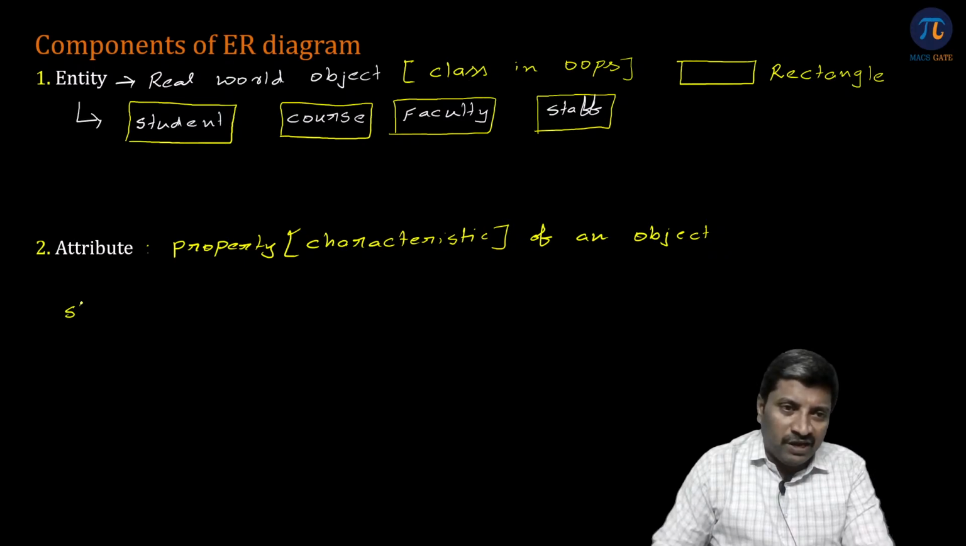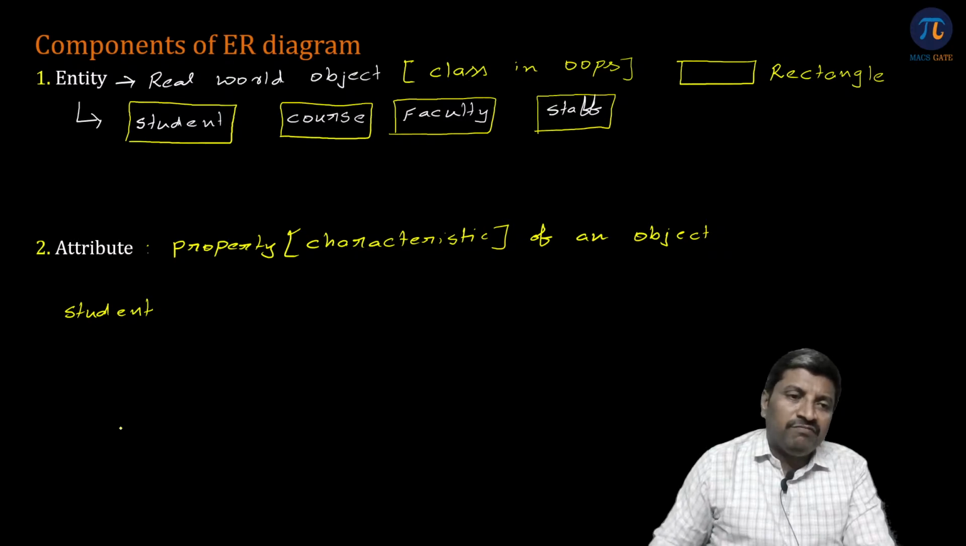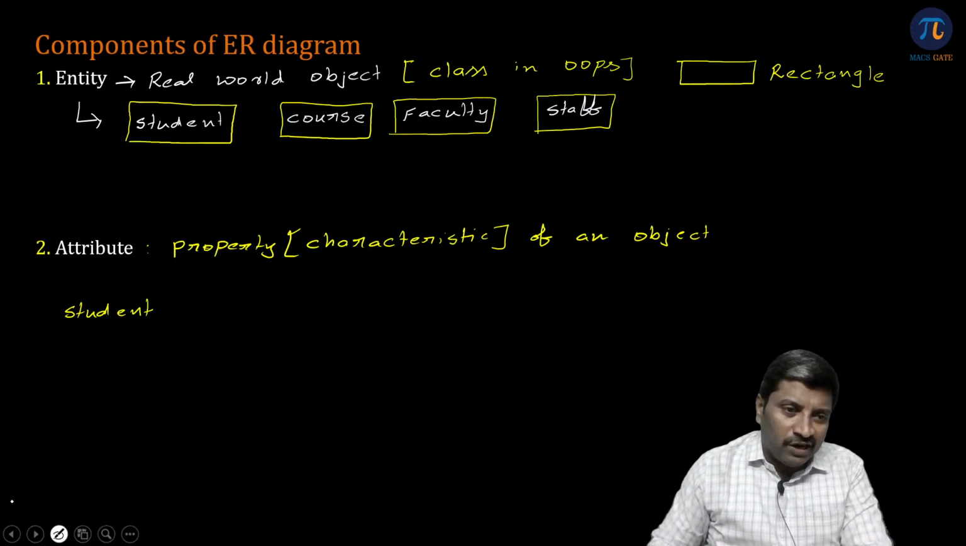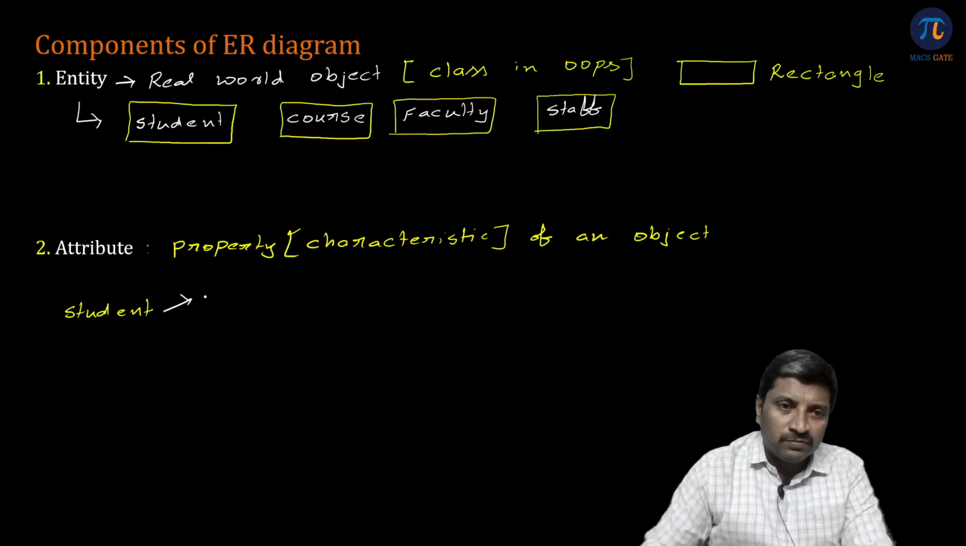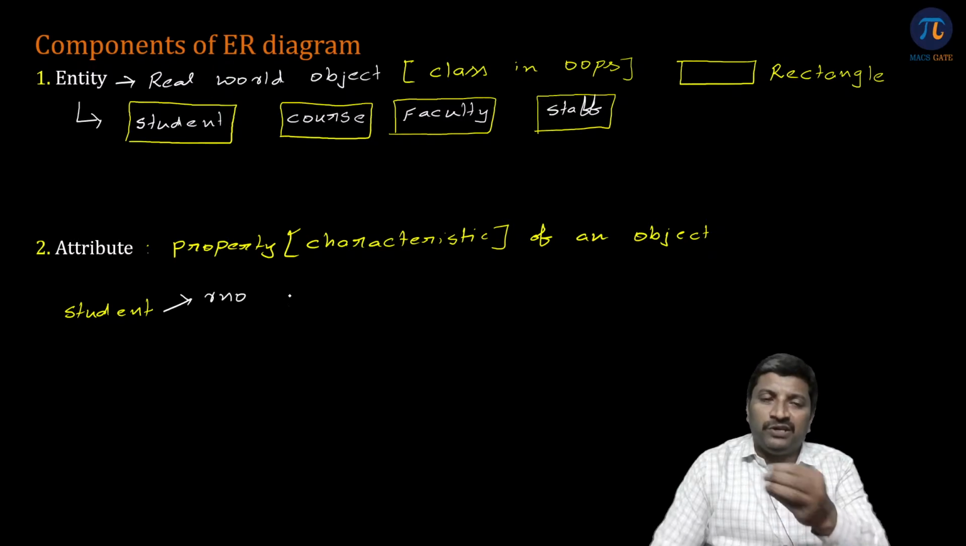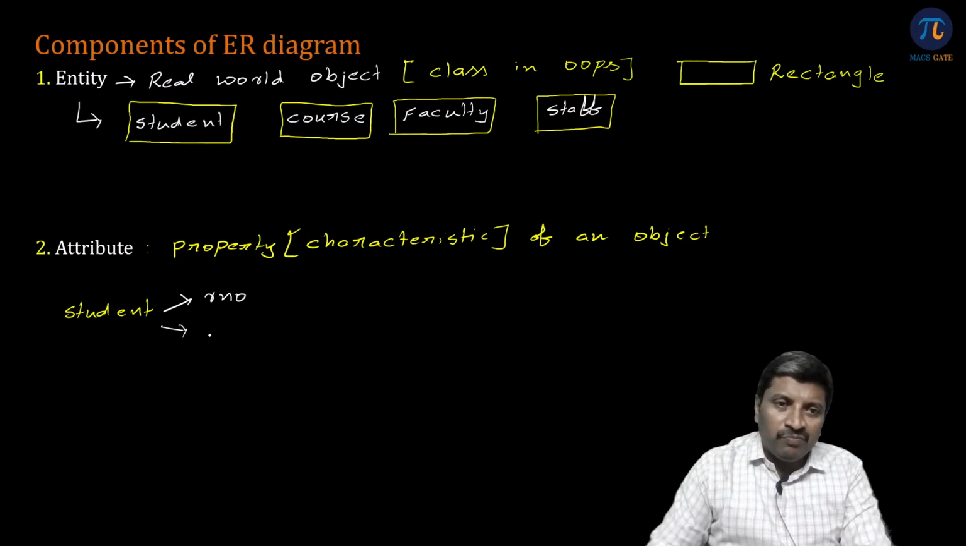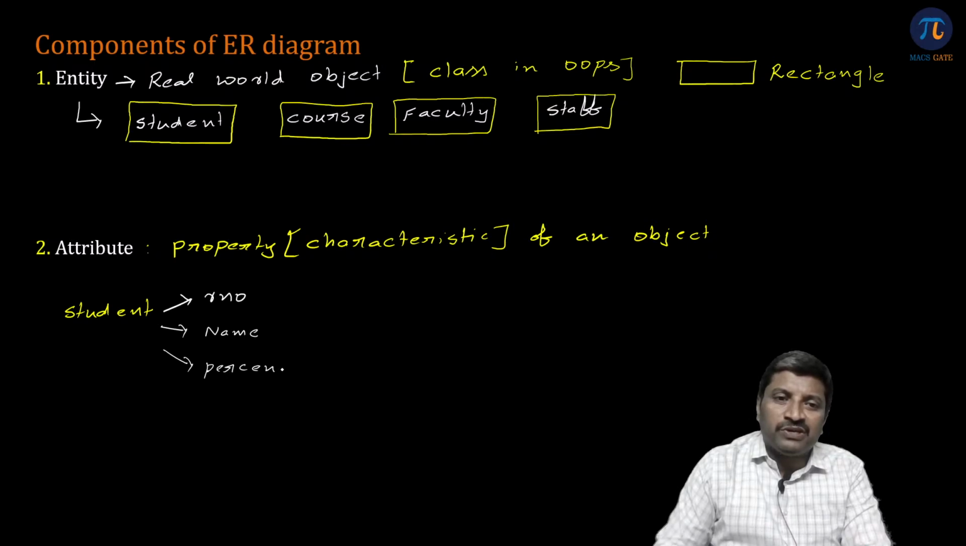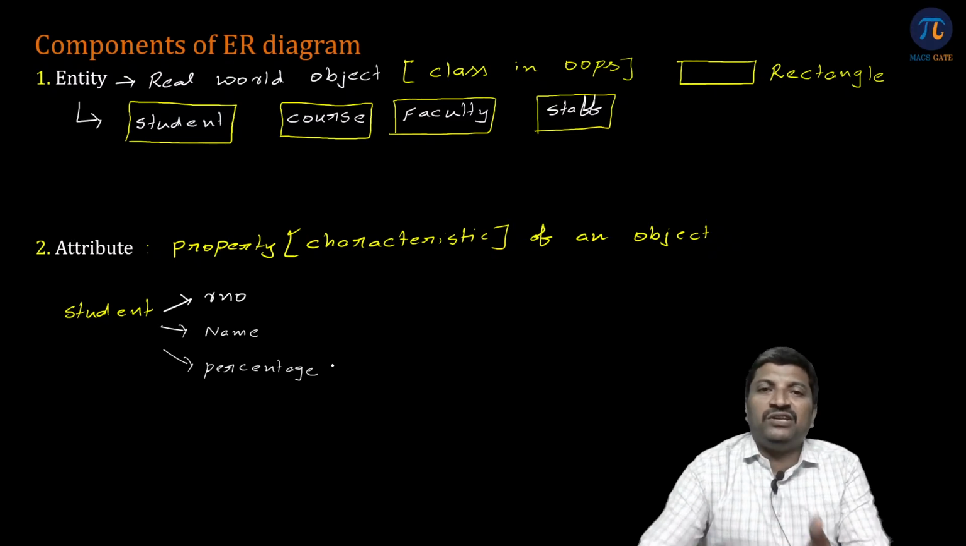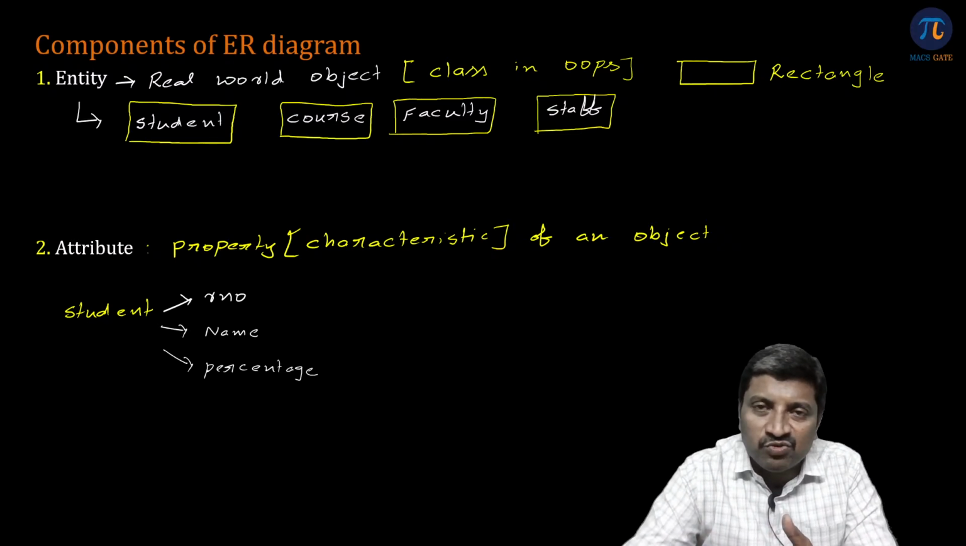Suppose I have a student. For student, I want to consider the attributes roll number, because I want to communicate with the student in a particular class. Then I need his name. I need his percentage. Like that, I may need some characteristics of the particular student. That means whenever a new student comes to me, I will ask only three details.